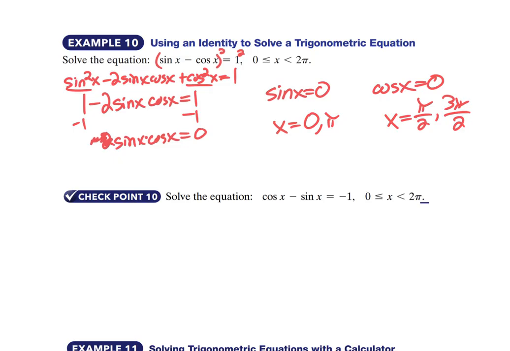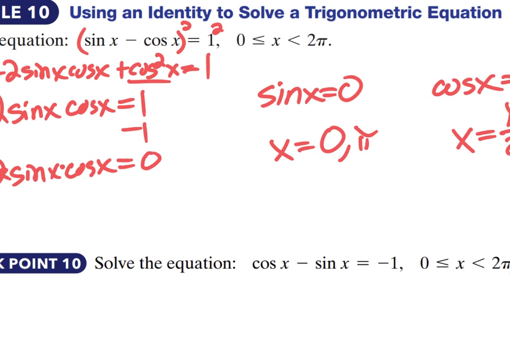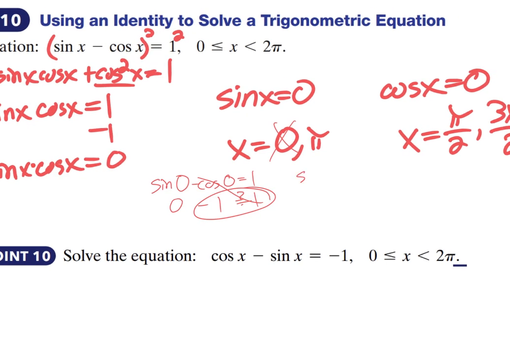Okay, so we're going to check 0 first. And the reason we do this, when we square both sides, it's possible to introduce extraneous solutions. Okay, so is sine of 0 minus cosine of 0 equal to 1? Well, sine of 0 is 0 and cosine of 0 is 1. So does this equal 1? No. So 0 is not a solution.